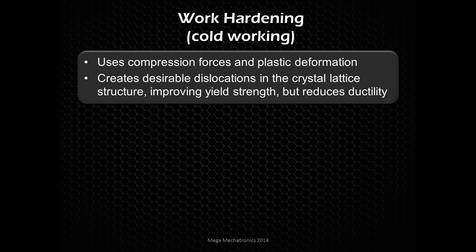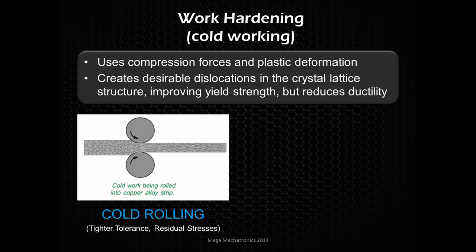We're going to permanently move things around, and we're going to create those desirable dislocations. We can improve that yield strength, but we do reduce that ductility. So here's a look at a cold rolling process. And you've probably heard this before.